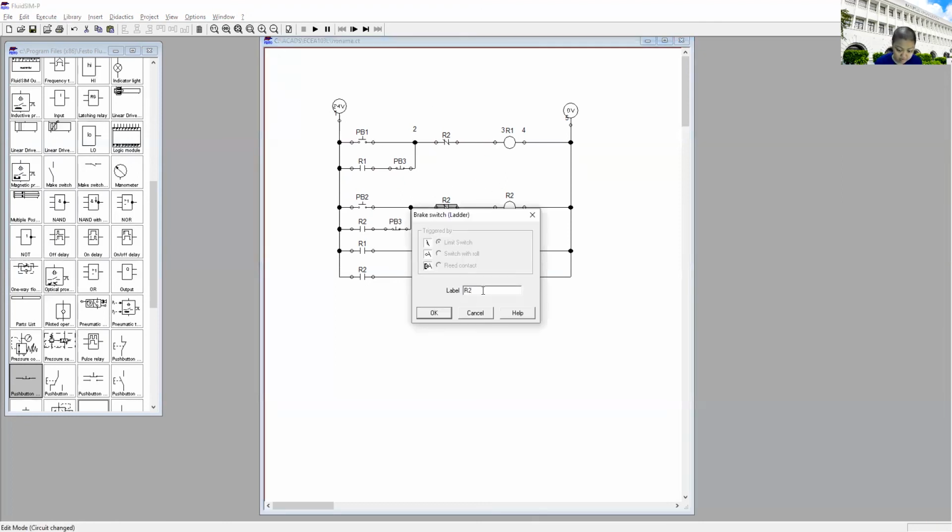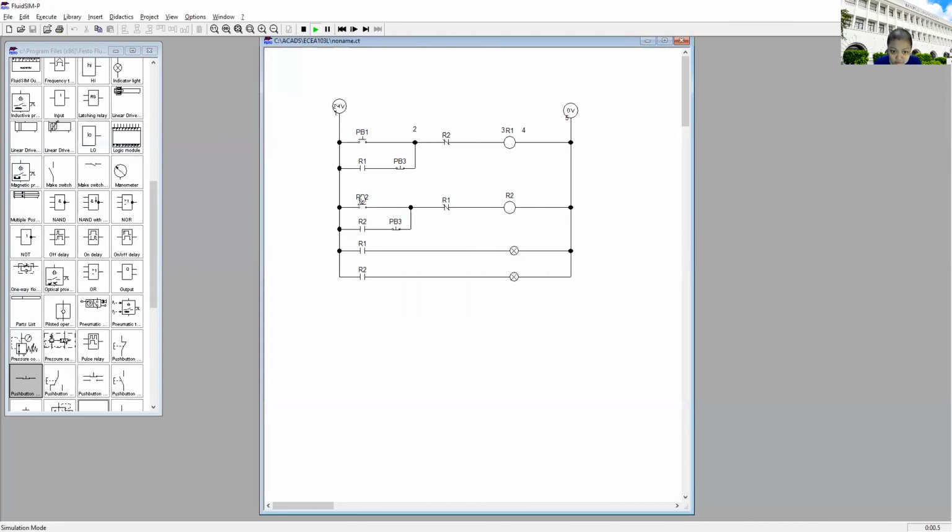I made a mistake here, so it should be R1. Let's try again. Okay. If I press the push button 2, the second lamp, or lamp B, will be turned on. Even though I already released the push button 2, it's still conducting, since this branch is the one providing the flow. Here it is closed, and if I press it, the flow will be here, and if I release it, it will be flowing along the branch. If I click PB3 again, it will reset the system, as you can see.